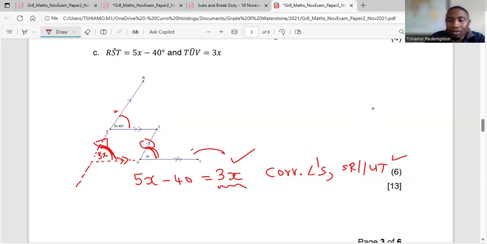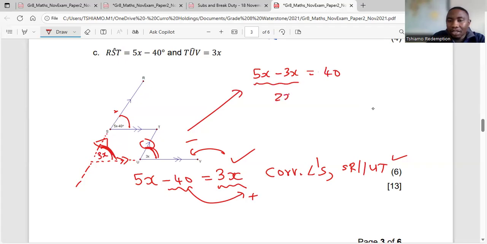I'm going to move the 3x over, transpose. It's a positive, it's going to become a negative. And then this is a negative 40. Move it to the right-hand side. It's going to become a positive. So I'm going to have 5x minus 3x equals 40. If you're moving a term across the equal sign, do not forget to change the sign of the term. These are like terms. What is 5x minus 3x? 2x. Then 40 divided by 2 is 20.